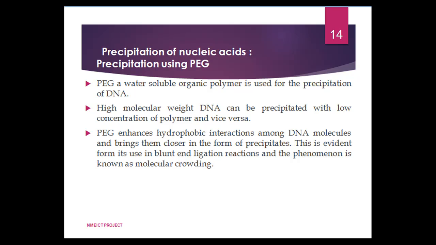PEG, a water-soluble organic polymer, is used for the precipitation of DNA, and we have seen it is even used for the precipitation of proteins. High molecular weight DNA can be precipitated with low concentration of polymer and vice versa. PEG enhances hydrophobic interactions among DNA molecules and brings them closer in the form of precipitates.